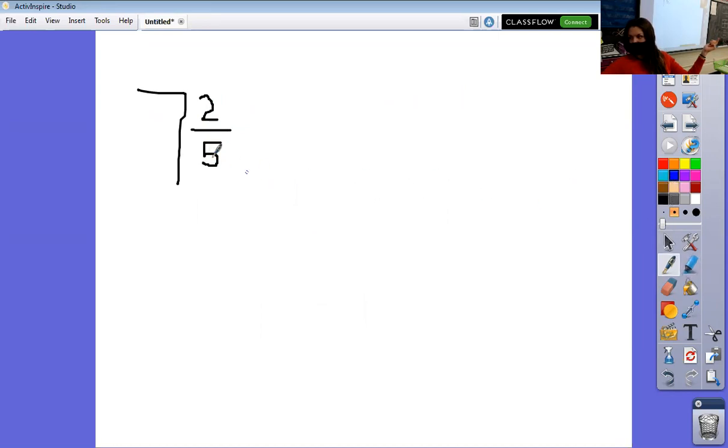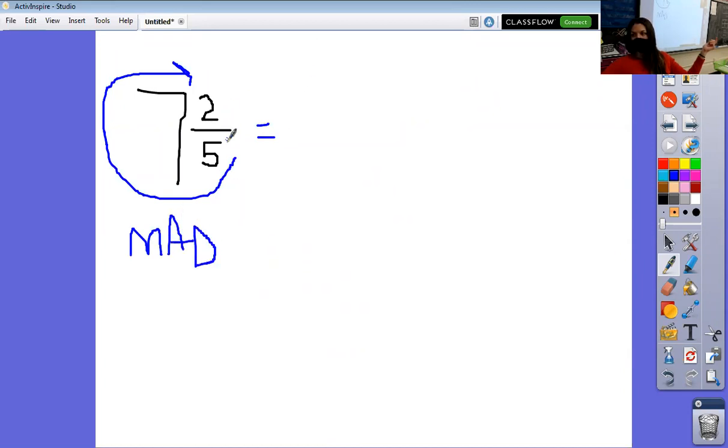Okay, here's a little reminder. Multiply, then add, keep the denominator, right? 35 plus 2, 37 over 5. You got it. Was that pretty easy?